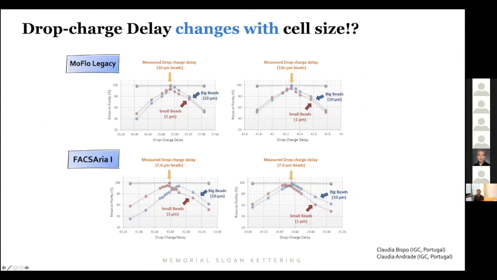So we were pretty confident that not only are we measuring the drop charge delay correctly, but also there's no impact between different sizes of particles. Regardless of the size of particle, as expected, we should be okay.